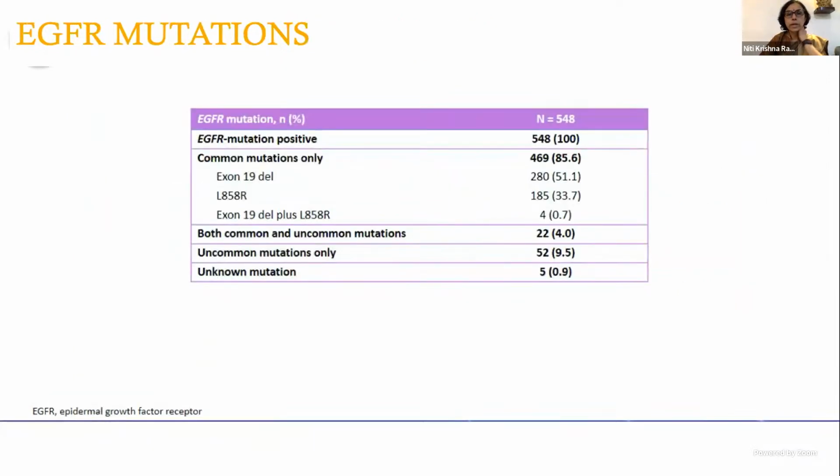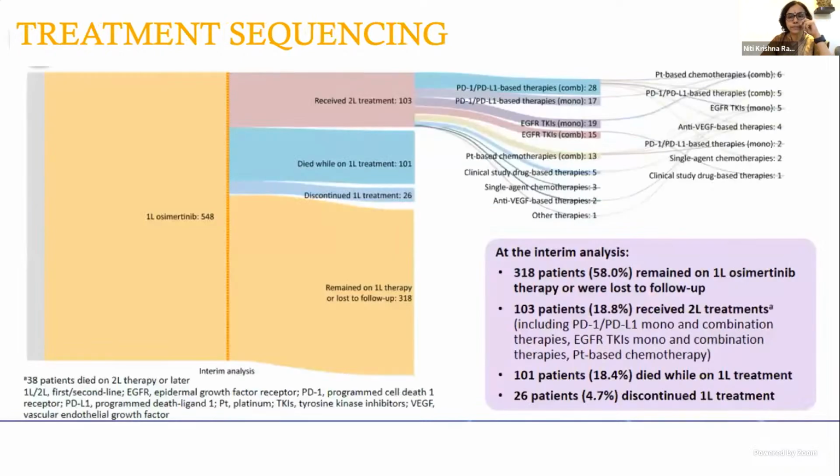548 patients were recruited, again, a very high number. The most common mutation noted was exon 19 deletion, which we also see in the practical setting. L858R was recorded in 34% of patients, and both together had 0.7% prevalence, which is very unique. There were also certain uncommon mutations noted in about 10% of patients.